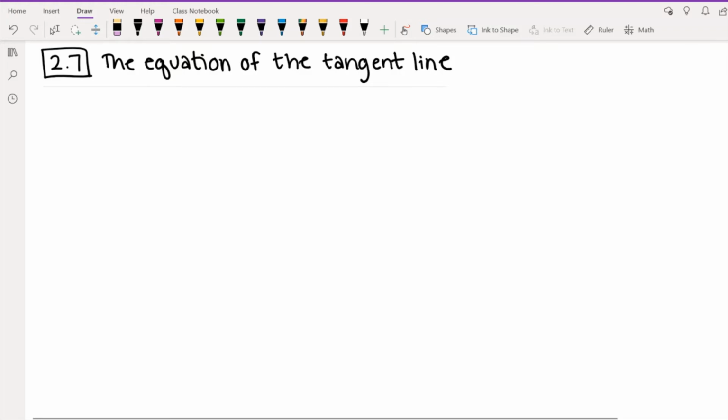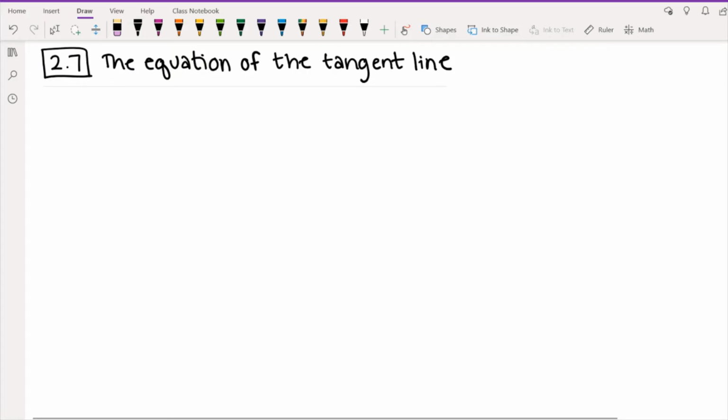Hi everyone. So in the last video, we saw how you could use limits to find the slope of a tangent line to a certain function. And in this video, we're going to be talking about how to actually write the equation of the tangent line.